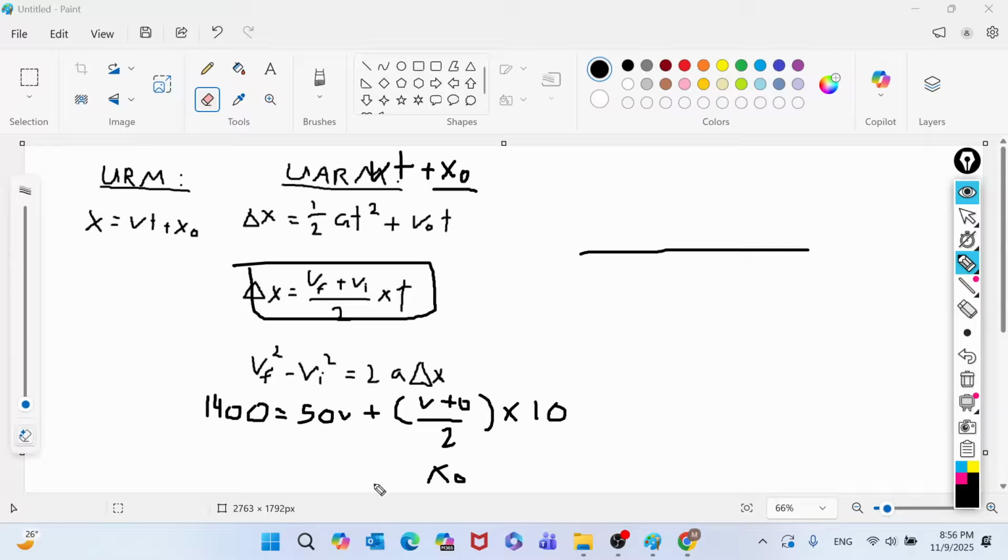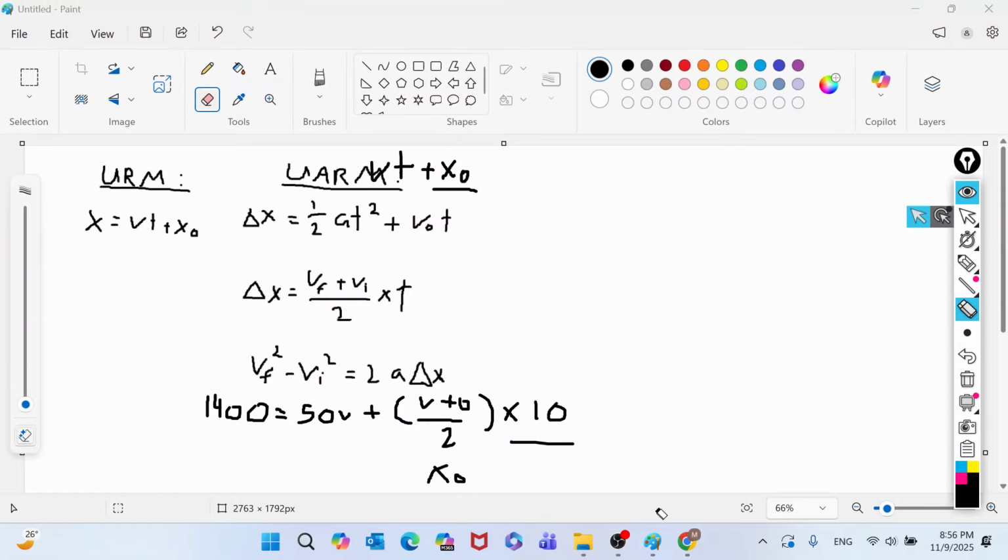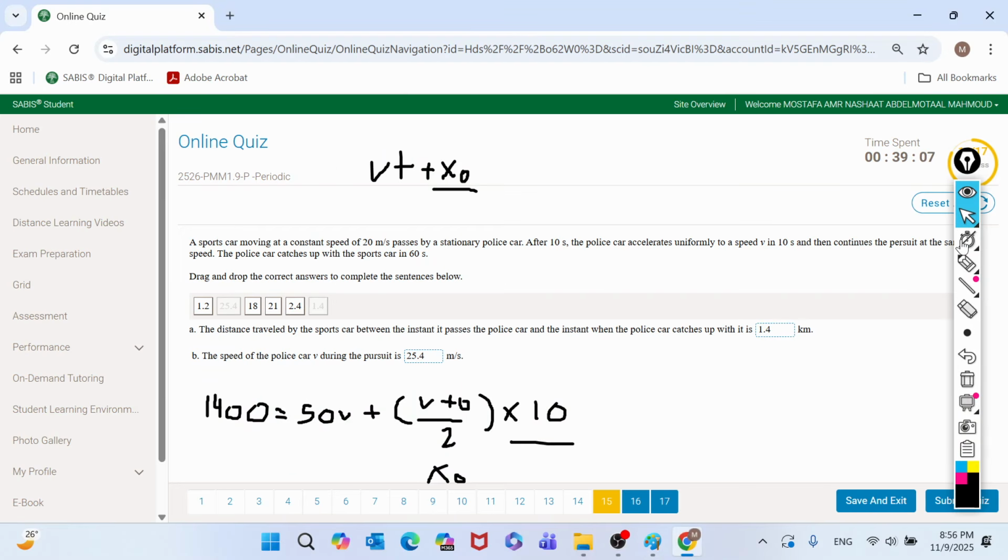And this is just v times t. Why is t 50? Because the first 10 seconds were here. Okay, guys? I don't think I can explain better than that. So the answer is, if you solve this on your calculator, shift solve, you're going to get v equals 25.45. So yeah, that's the answer. 25.4. I don't know why I don't round up the last digit.